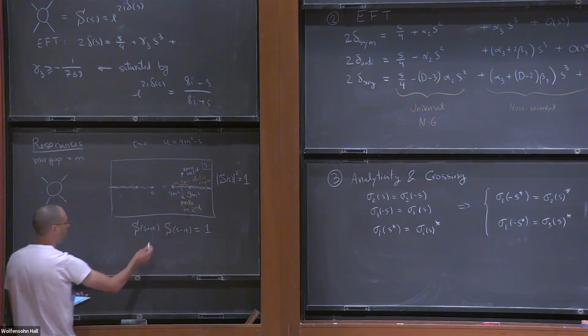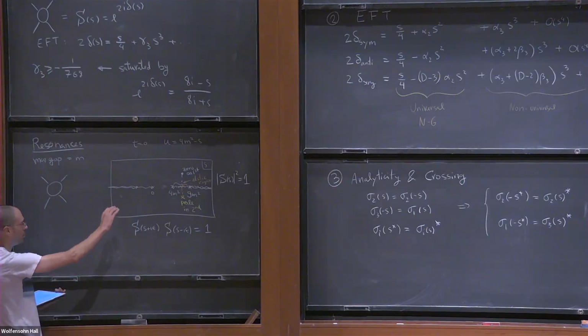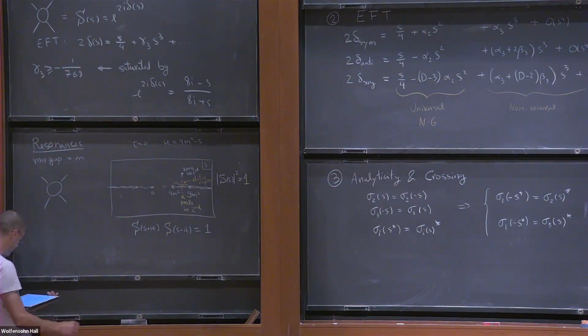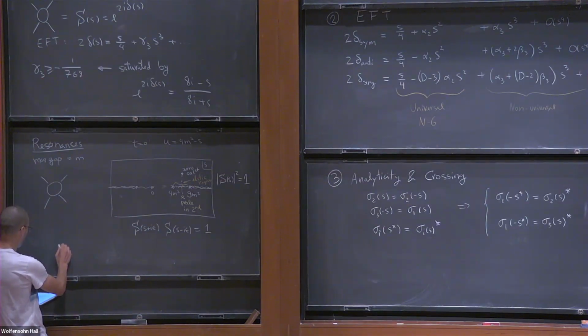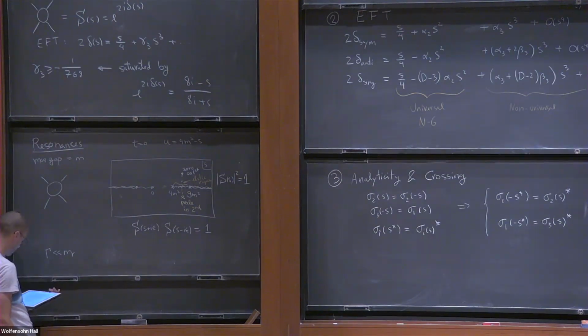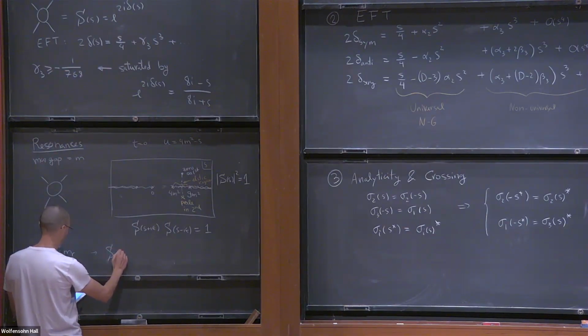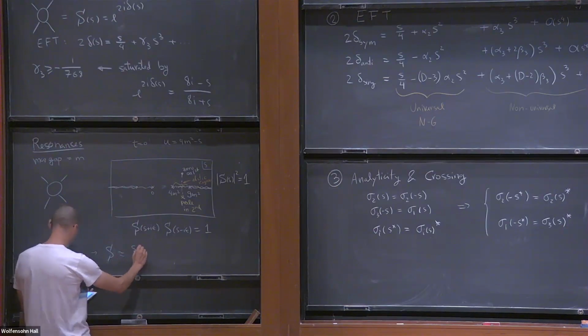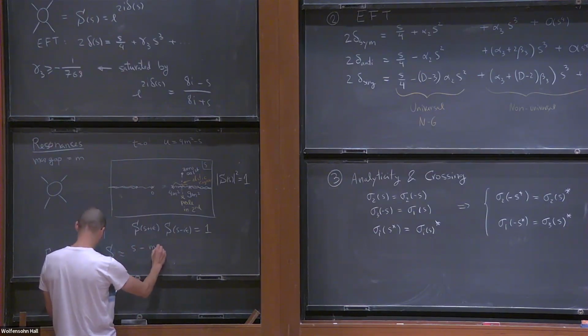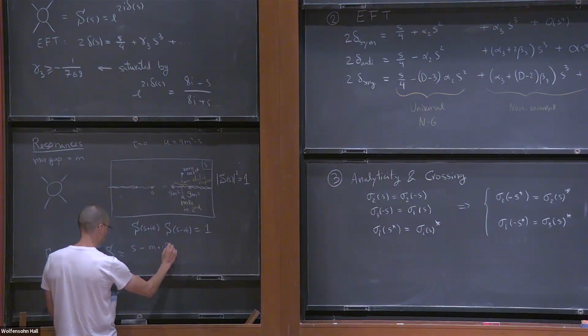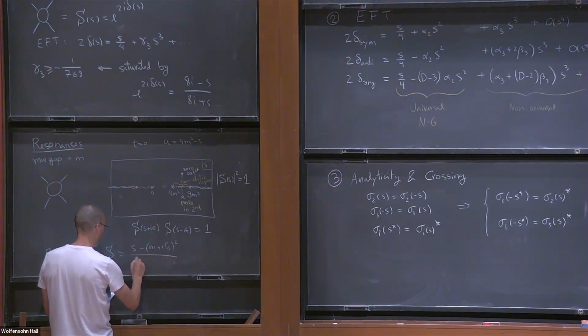if this pole is a sharp resonance, so the width is much smaller than the mass, you can approximate the S-matrix. So if the width is much smaller than the mass of the resonance, let's say M_R, then in the neighborhood of this resonance, you can approximate the S-matrix by the following: (M + iΓ/2 − s) over (s − M), on the upper half plane.